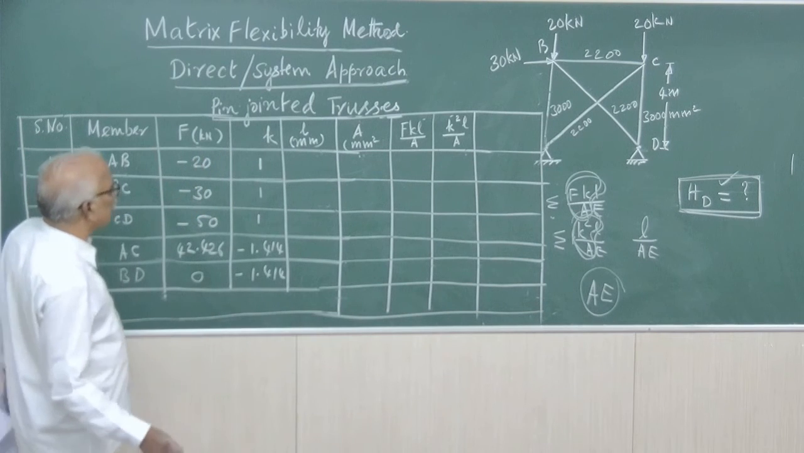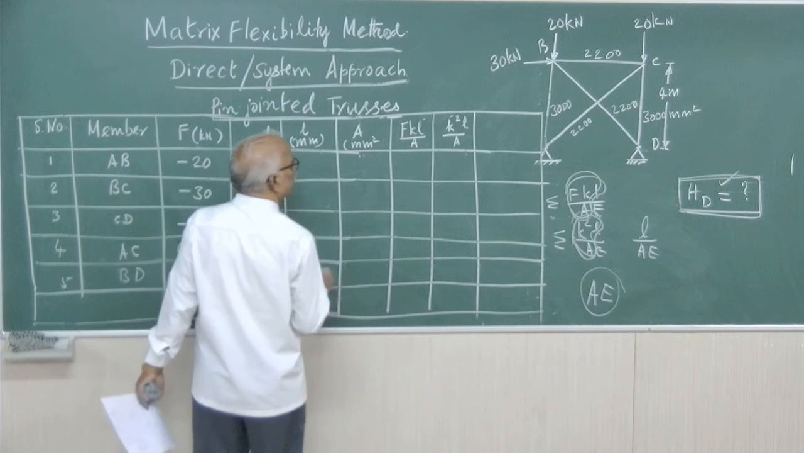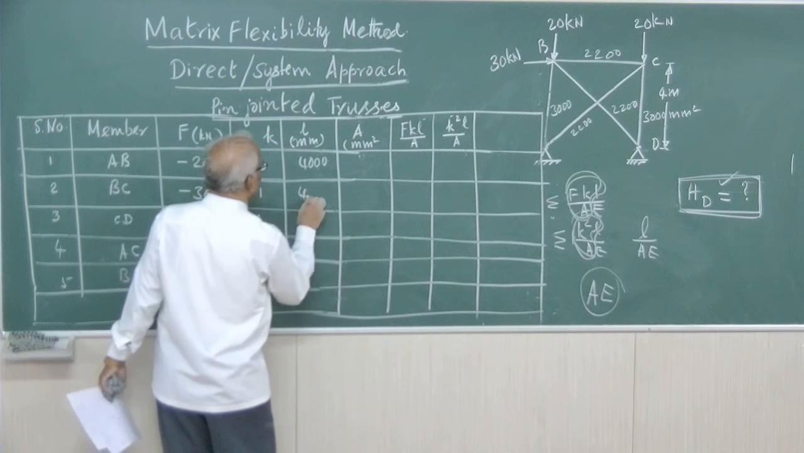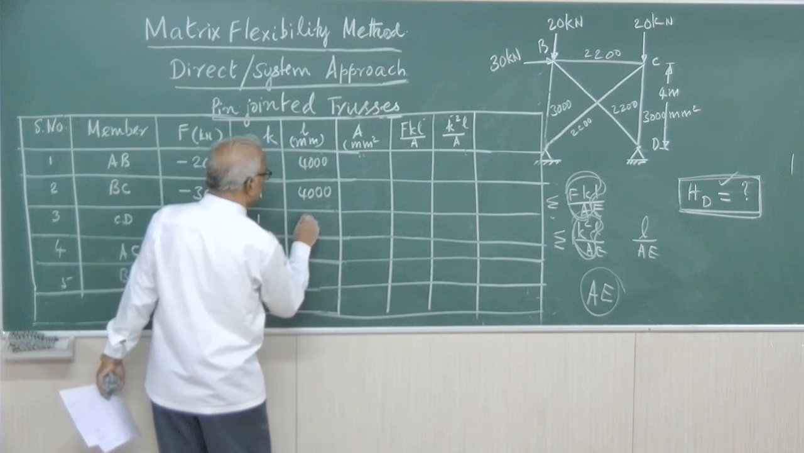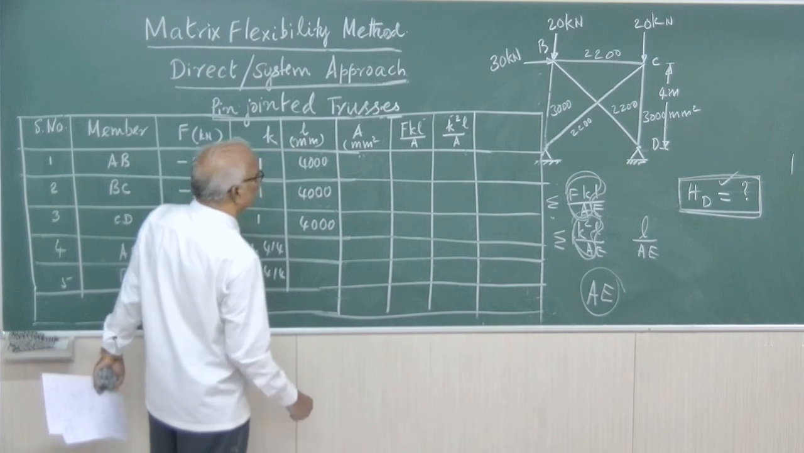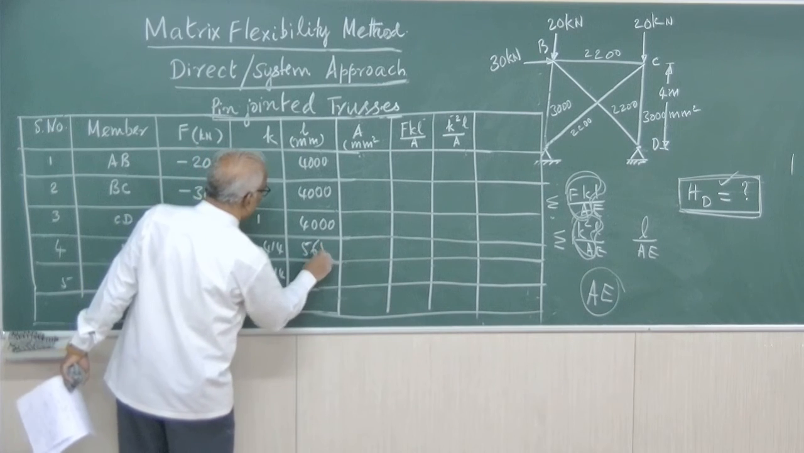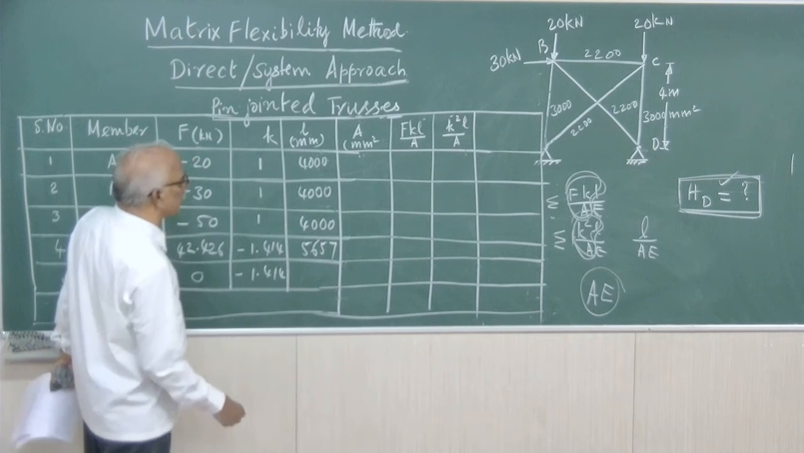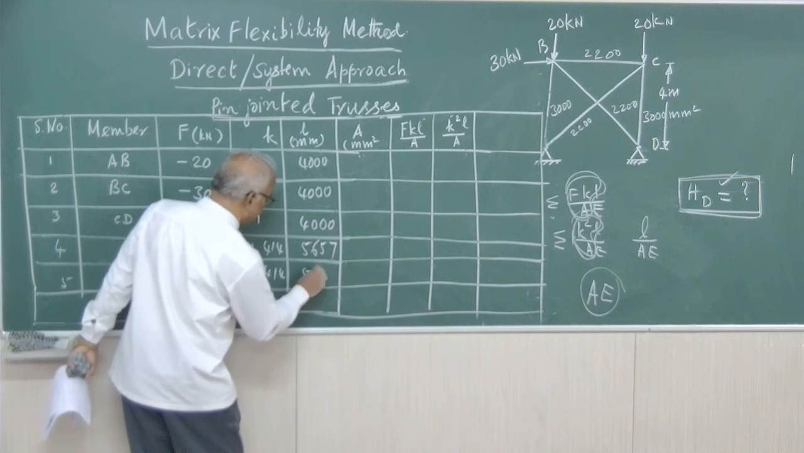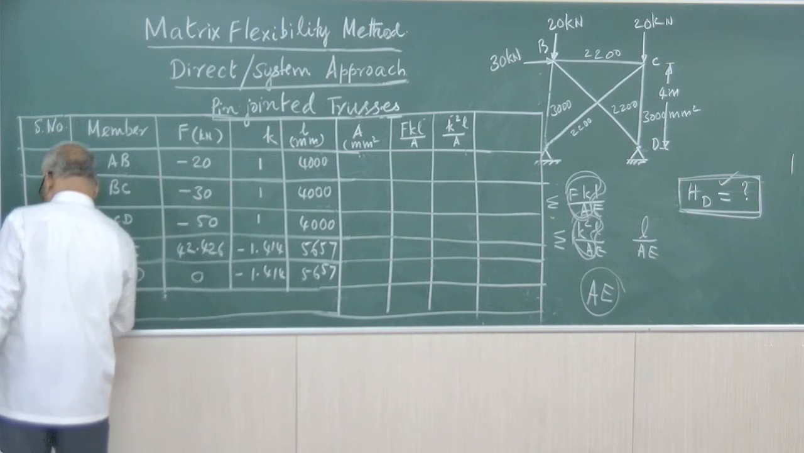Right. Now, L for the member AB, because they are 4 meters by 4 meters, therefore 4000 for AB, BC is also 4000, CD is also 4000, and for diagonal members it is root of 4 square plus 4 square, 5657. So that is about the length.